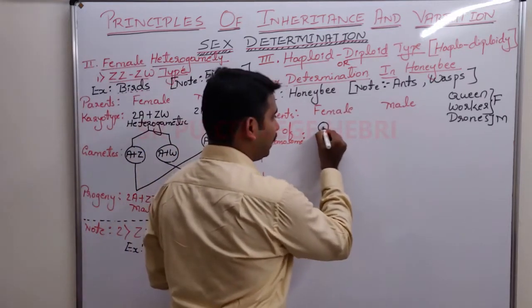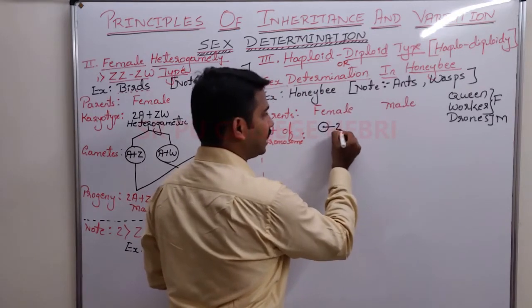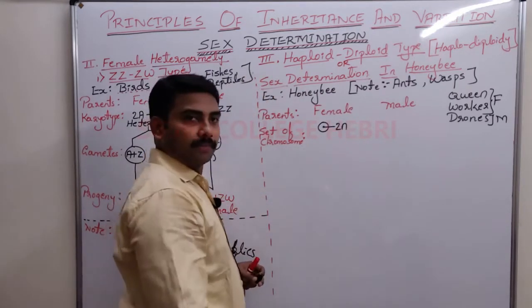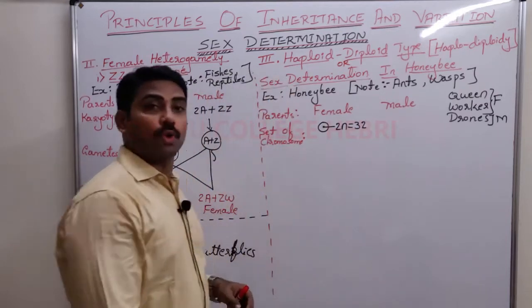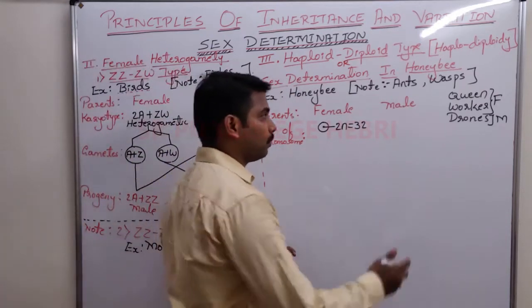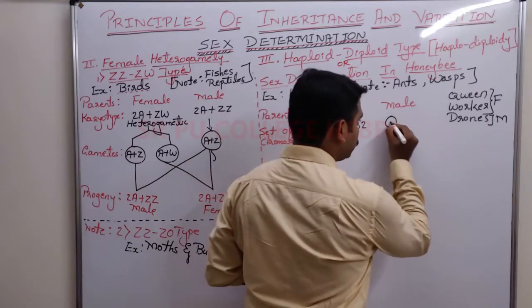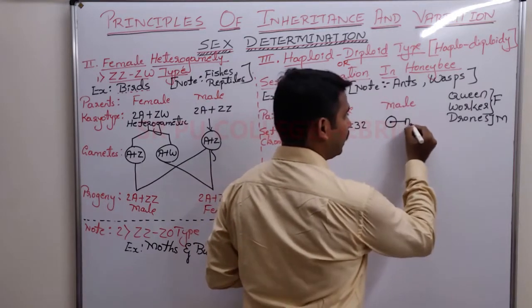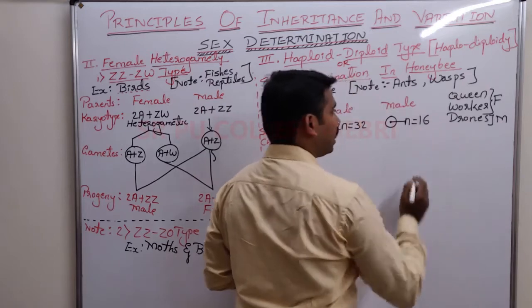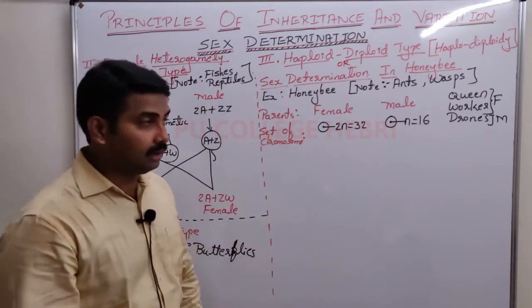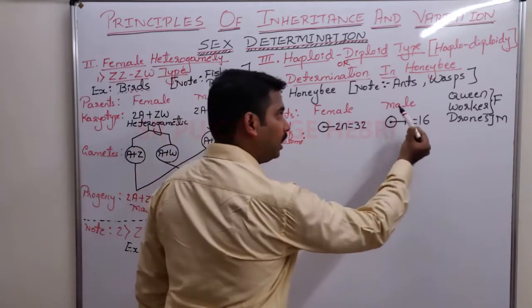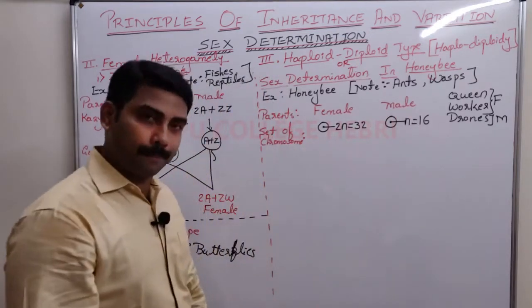Each body cell of the female is what? Diploid. Each body cell is diploid with how many chromosomes? 32 chromosomes, whereas each body cell of the male is haploid with how many chromosomes? 16 chromosomes. A unique phenomenon, right? Females are diploid, males are haploid.